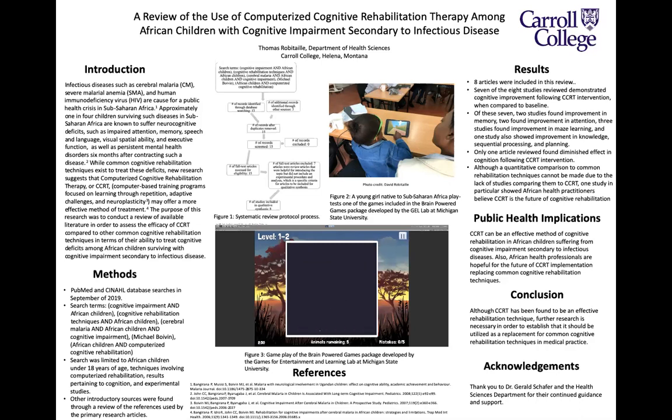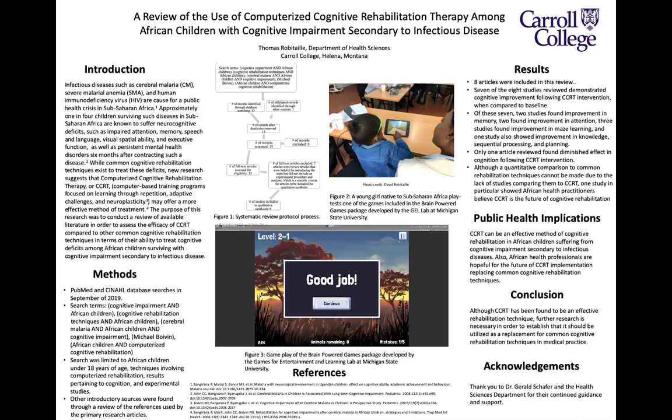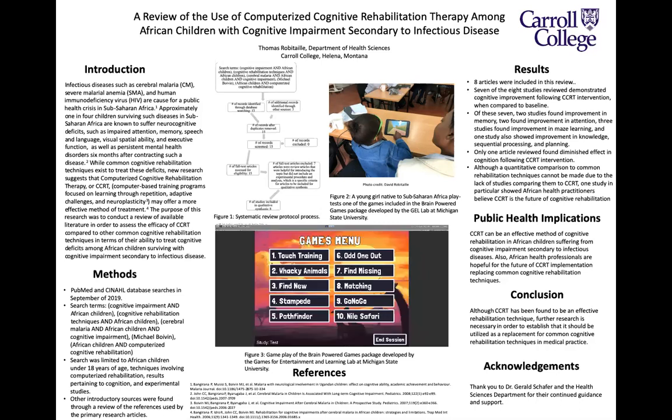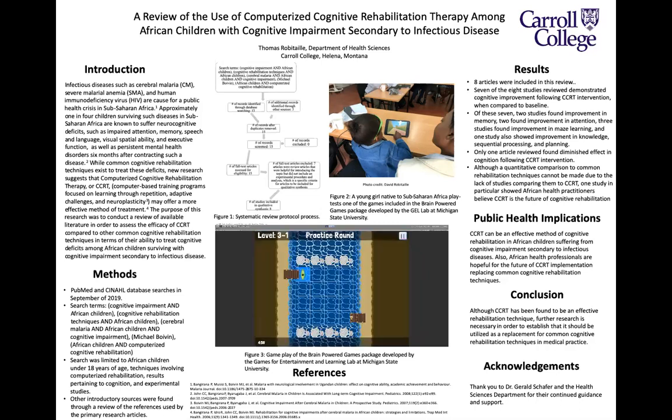For those of you who don't know me very well, I have an identical twin brother who is pursuing a career in video game design at Michigan State University. He works for the Games for Entertainment and Learning Lab there, and his group was actually asked by a group of Michigan State researchers if they would develop a package of games that could be used as a form of computerized cognitive rehabilitation therapy that would help young African children who have cognitive deficits secondary to living with diseases such as cerebral malaria, severe malarial anemia, and HIV.